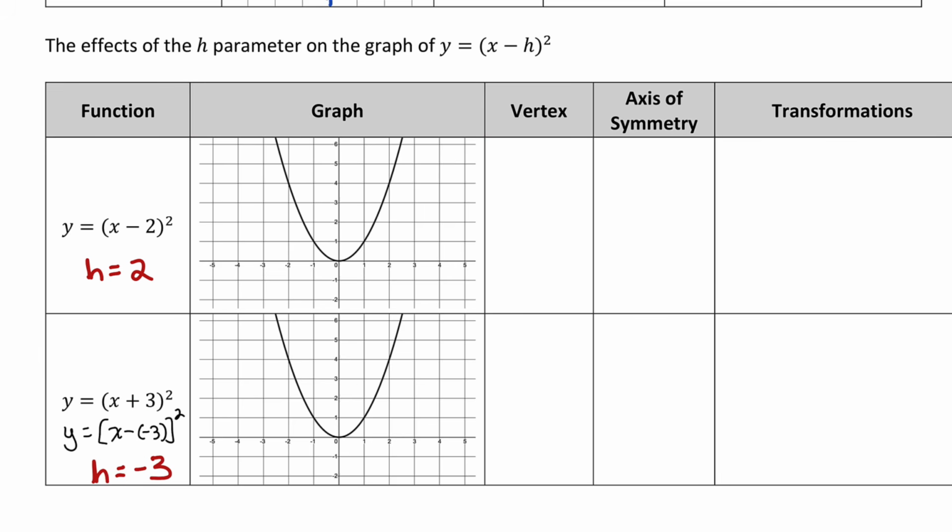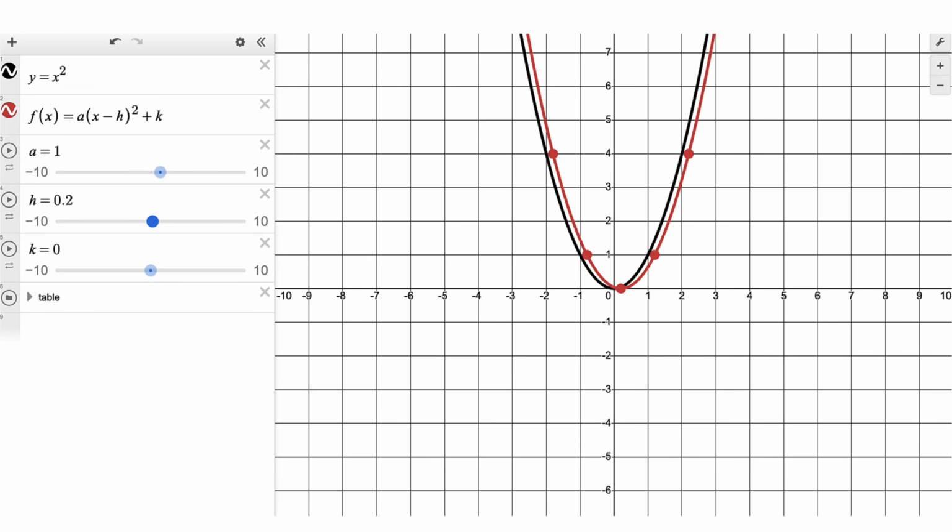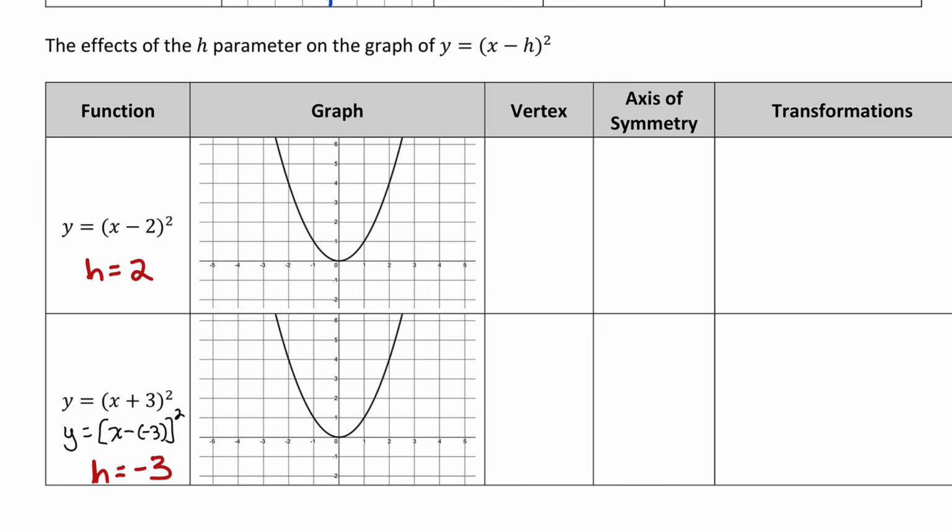And now let's go into Desmos and see how varying these h values is going to affect the graph of y equals x squared. If I make the h value 2, notice that all of the points just shift 2 units to the right. And then if I make the h value negative 3, notice that all of these points are just going to move 3 units to the left. So the h value causes the quadratic to shift left and right. When the h value was 2, it shifted the quadratic 2 units to the right.